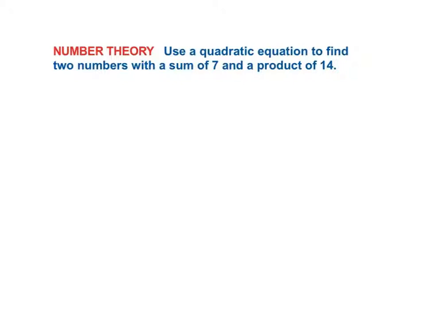Okay, so here is a problem that you could use. It's using a quadratic equation to find two numbers. All right, so let's set up what it says. The two numbers have a sum of 7. So x plus y is equal to 7. They also have a product of 14.